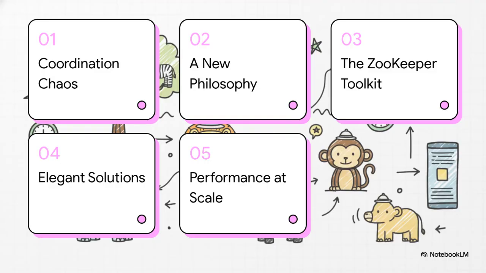So, here's the game plan for this explainer. We'll start with the kind of chaos that ZooKeeper was built to tame. Then, we'll get into its unique philosophy, unpack its simple but super powerful toolkit, see how those tools let you build some truly elegant solutions, and finally, we'll check if it can actually perform at internet scale.